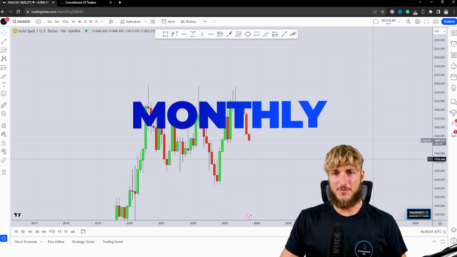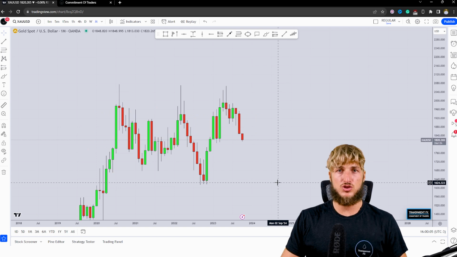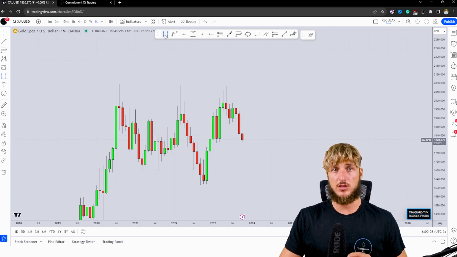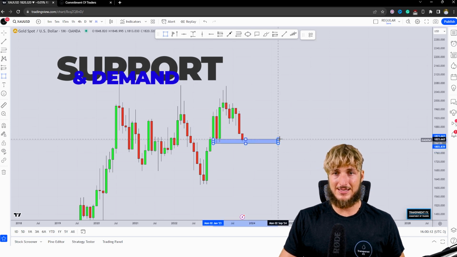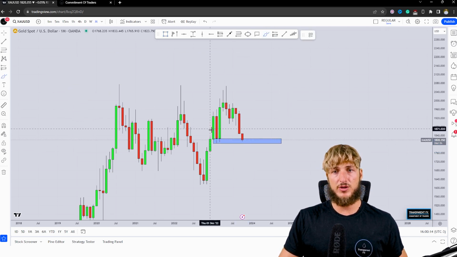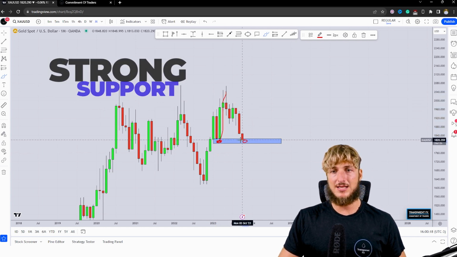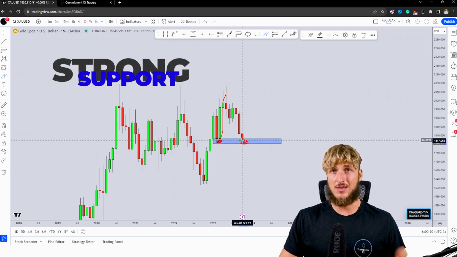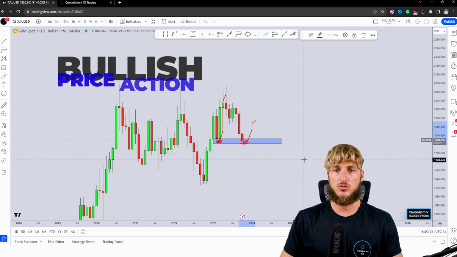Now, starting from the monthly time frame, what we can see is that we have a market which has just approached a quite significant level of monthly demand and support. In fact, exactly from here, all this previous rejection to the upside was created, and at the moment the market has approached exactly this same area from which there is the possibility to see a potential rejection to the upside.